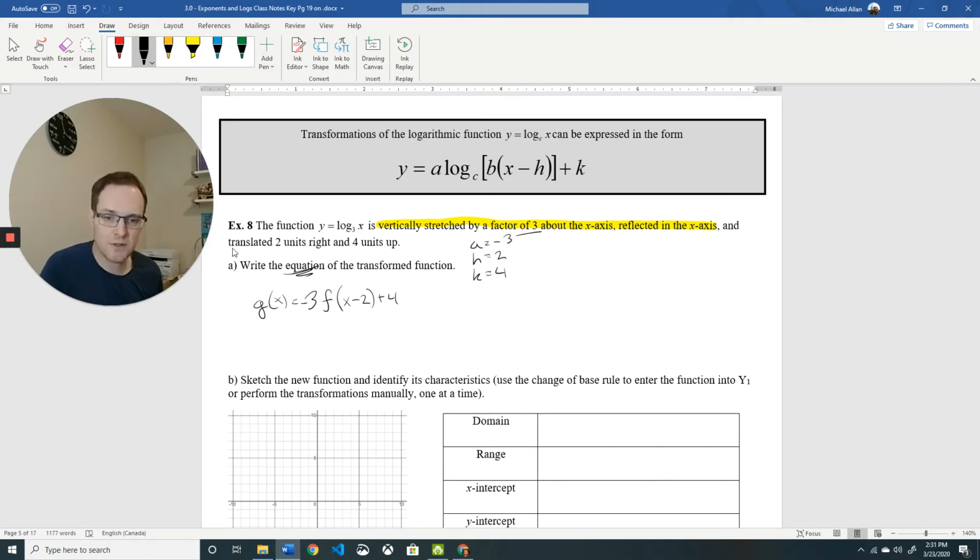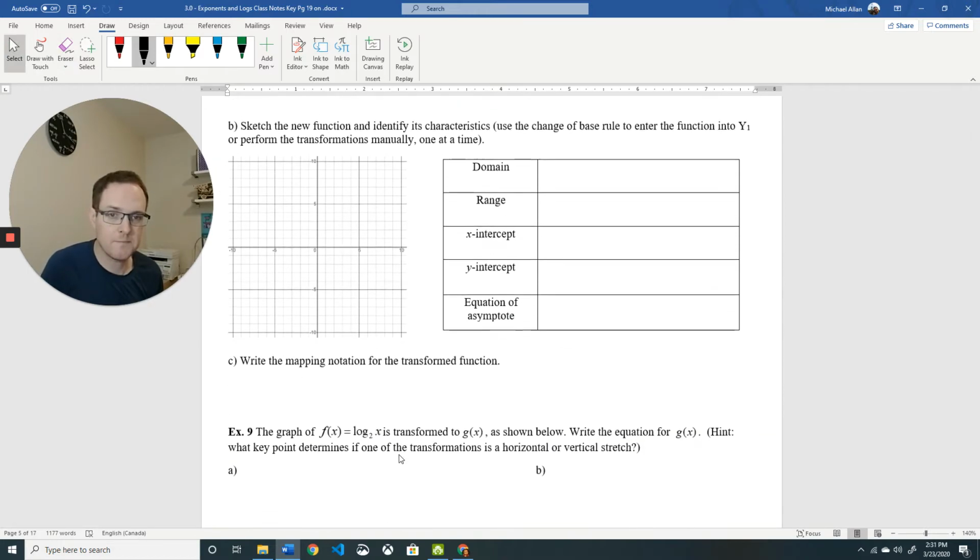Now what we're going to do is put that into this equation right here. So my function is actually log base 3, so I'm just going to replace the function with log base 3. And wherever there's an x, I put x - 2. It was inside the log, and then a +4 on the outside. So there's our equation.